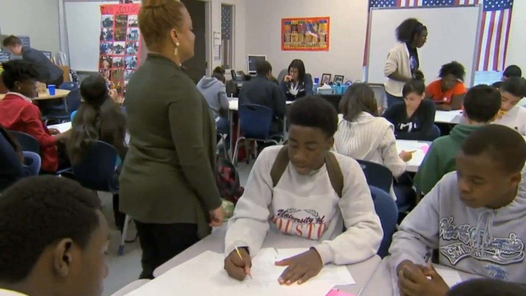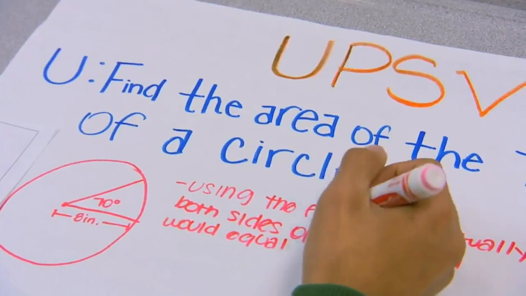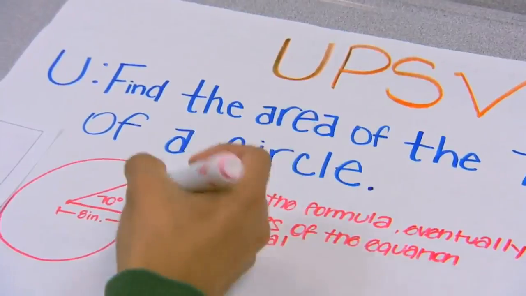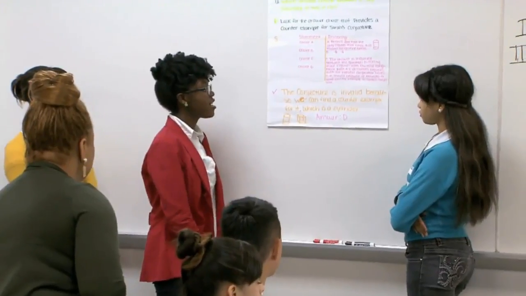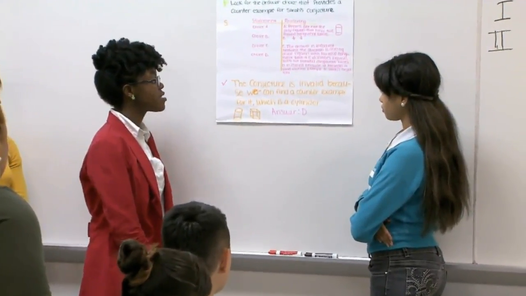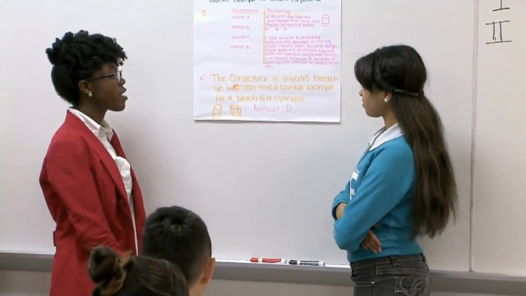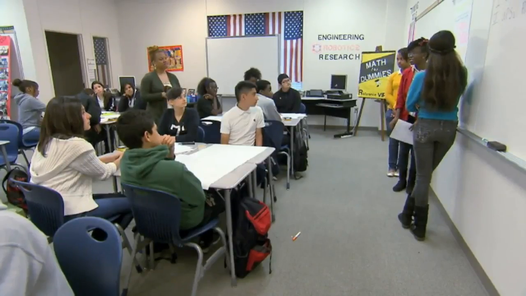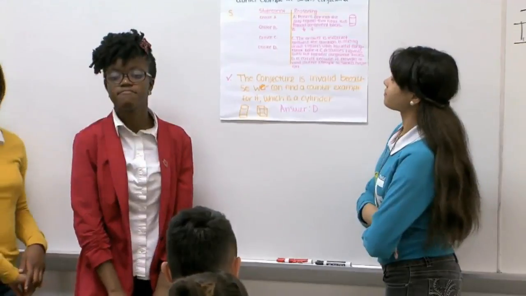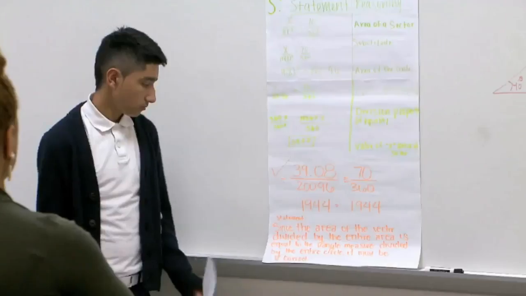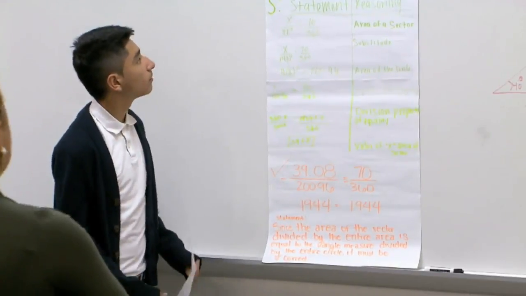Good job. The reason why I think the writing and all the questioning and the scaffolding is important is because what they have developed is learning why they are doing something. Okay, we're wrapping it up, finalizing the answers. The conjecture is invalid because we can find a counterexample for it, which is the cylinder. So the answer is D. Very good. Good job. So the final answer is which answer choice? C. Okay.